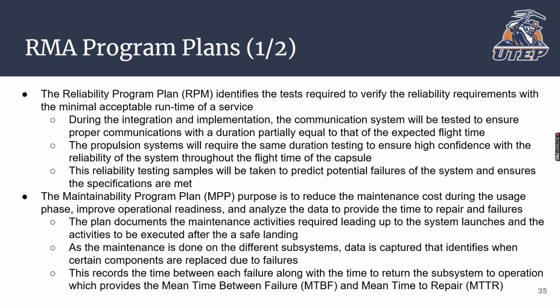The maintainability program plan reduces the maintenance cost during the use phase, improves operational readiness, and analyzes the data to provide the time to repair and failures. The plan documents the maintenance activities required leading up to the system launches and the activities to be executed after a safe landing. As the maintenance is done on the different subsystems, data is captured that identifies when certain components are replaced. With these recorded times, we can calculate the mean time between failure and the mean time to repair.